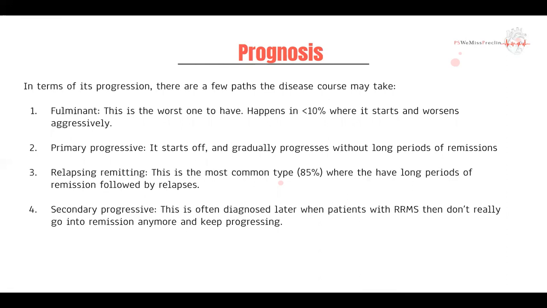You then have primary progressive, which is similar to fulminant in that it doesn't really have major episodes of remission, but it's a bit slower. So it starts off and then just keeps slowly getting worse. You then have relapsing remitting MS, which is by far the most common type, where you might have acute flare-ups and then go back into remission and stay in remission for a while and then suddenly get worse. So it's kind of an up and down pattern. And then lastly is secondary progressive, where you start off with a relapsing remitting course, and then for some reason you just stop going into remission. So it's kind of primary progressive, but it started off as relapsing remitting.